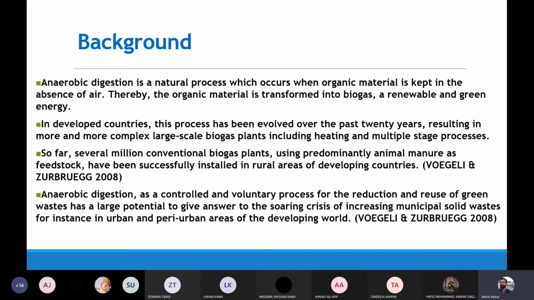So far, several million conventional biogas plants using predominantly animal manure as feedstock have been successfully installed in rural areas of developing countries. Anaerobic digestion as a controlled and voluntary process for the reduction and reuse of green waste has a large potential to give an answer to the soaring crisis of increasing municipal solid waste, for instance, in urban and peri-urban areas of the developing world, as well as the energy crisis.